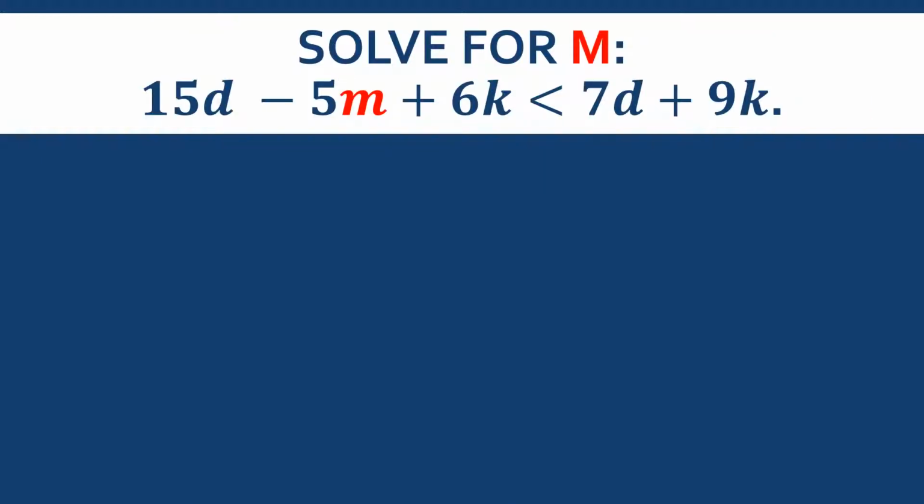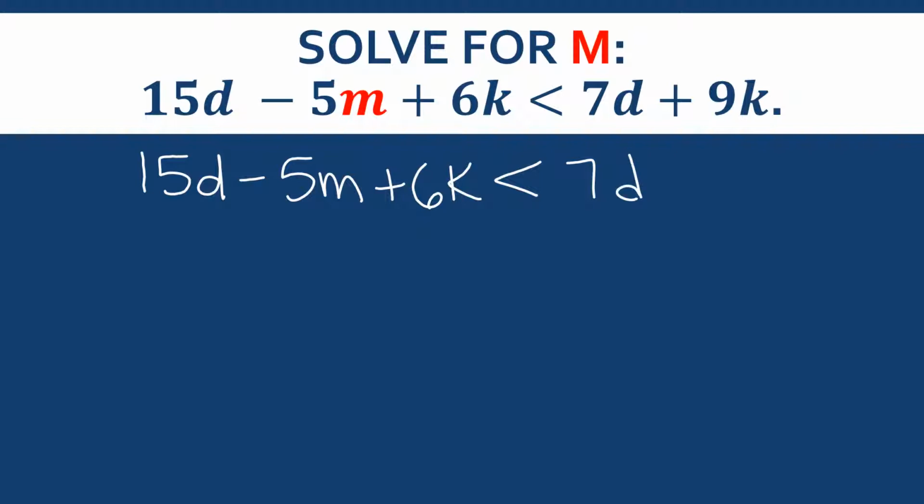Okay, so here's an inequality. It says solve for m. Take note on this one because you will have one similar to this on your quiz and on your test. So let's go through this. So 15d minus 5m plus 6k is less than 7d plus 9k. So if you want to write this in your notes, it would be a good idea.